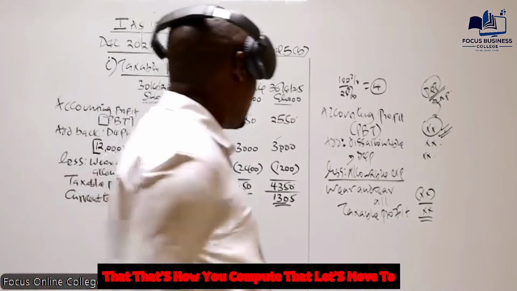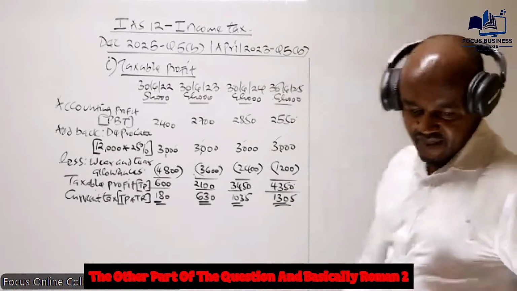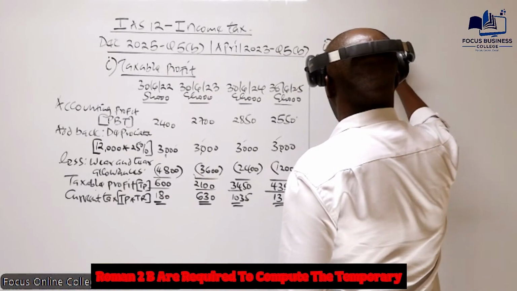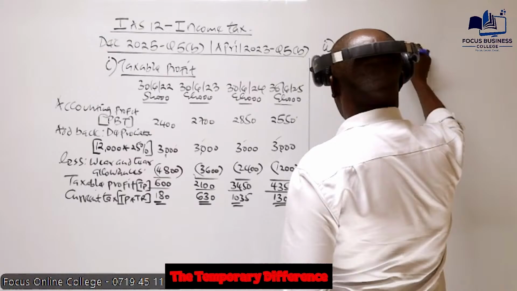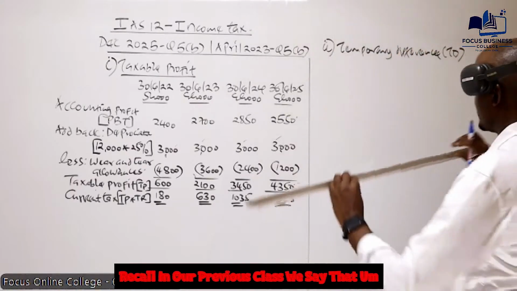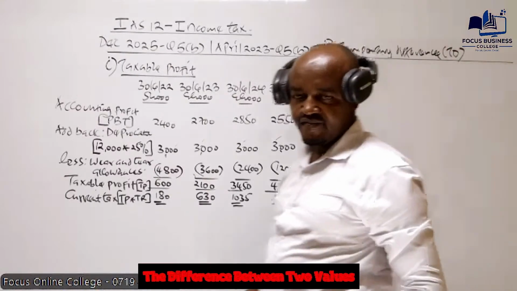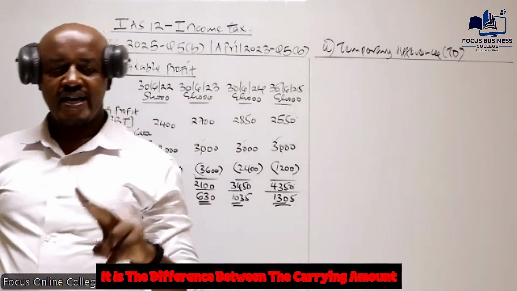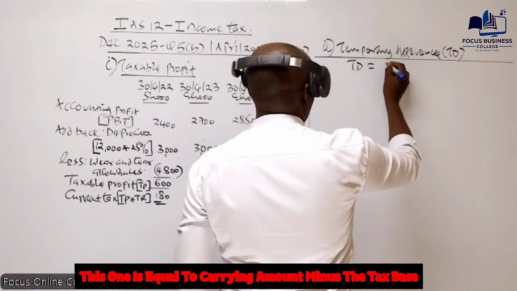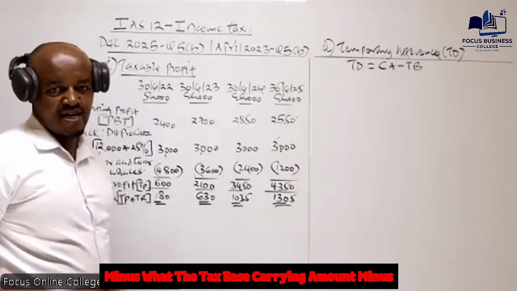Let's move to the other part of the question, Roman 2. We are required to compute the temporary difference, TD. Recall, in our previous class, we said that the temporary difference is the difference between the carrying amount and the tax base. So TD, temporary difference, is equal to carrying amount minus tax base.